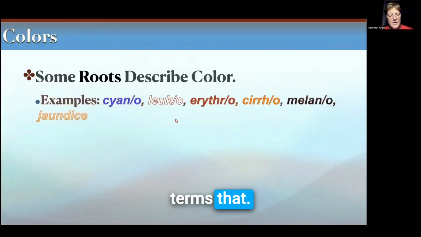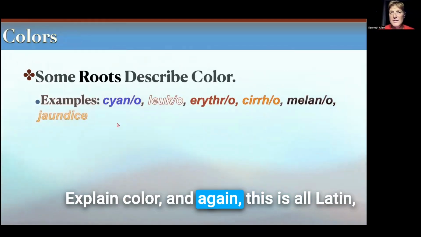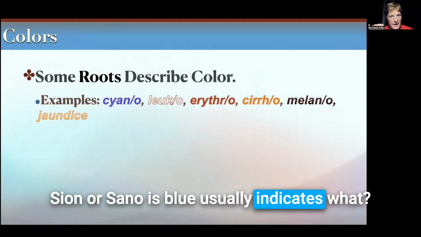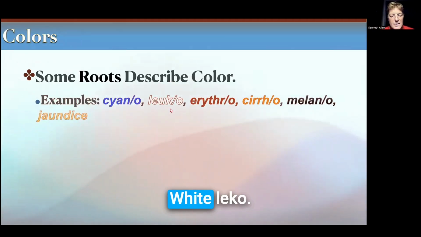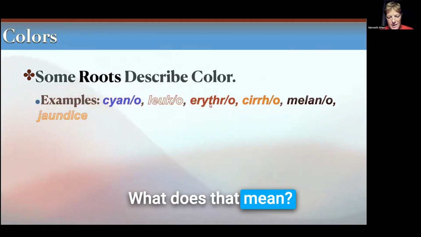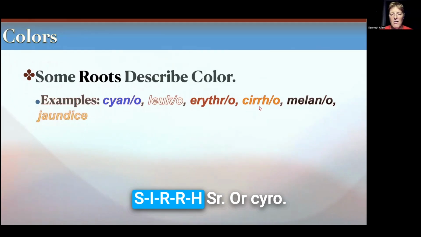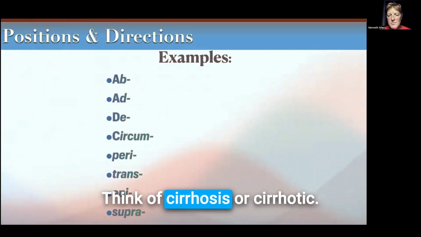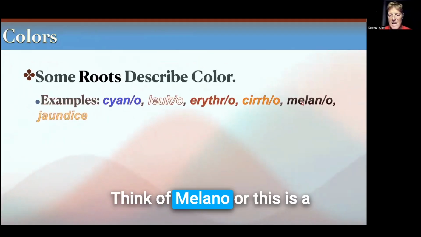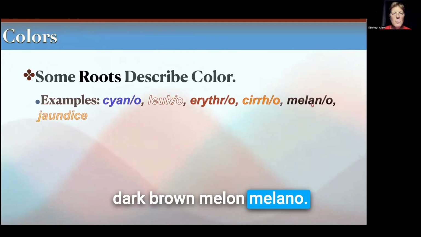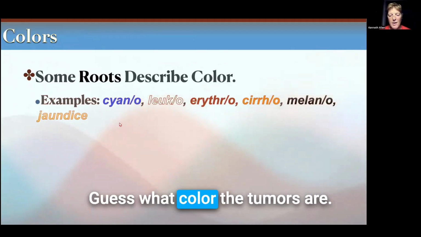We have terms that explain color. And again, this is all Latin. Cyan or cyano is blue. Leuco, white. Erythro is red. What does that mean? Cirrh, sear or sero. Think of cirrhosis or cirrhotic. Think of melano, this is a dark brown. Melano, have you heard that? Guess what color the tumors are.